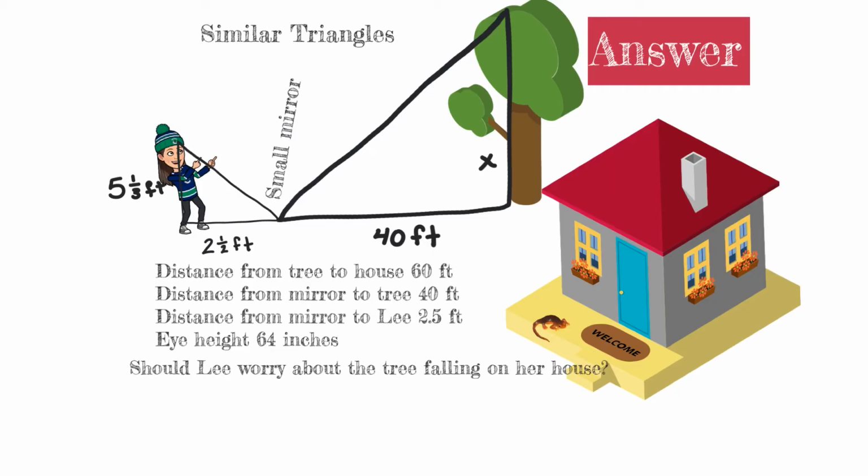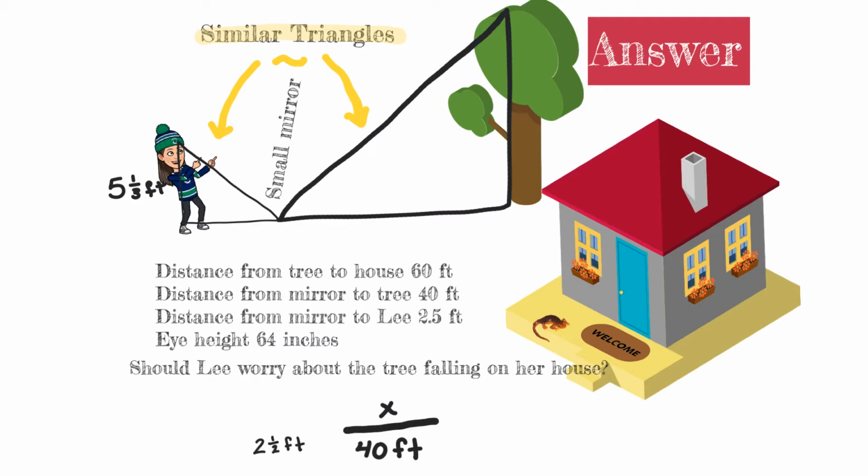In the last video, I used a small mirror to find the height of the tree. So what I did was I placed that mirror 40 feet away from the tree, then I backed up 2.5 feet until I saw the reflection of the top of the tree in the mirror. What this creates is similar triangles. In similar triangles, you can use proportions to solve for missing side lengths.